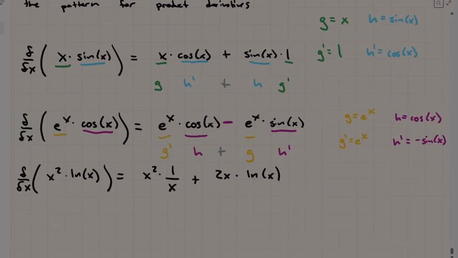And then lastly, with the x squared ln of x, we could say g equals x squared and h equals ln of x. Well, from the power rule, g prime would just be 2x to the power of 1. For ln of x, remember we proved that was 1 over x. And so now this one is g times h prime plus g prime times h.